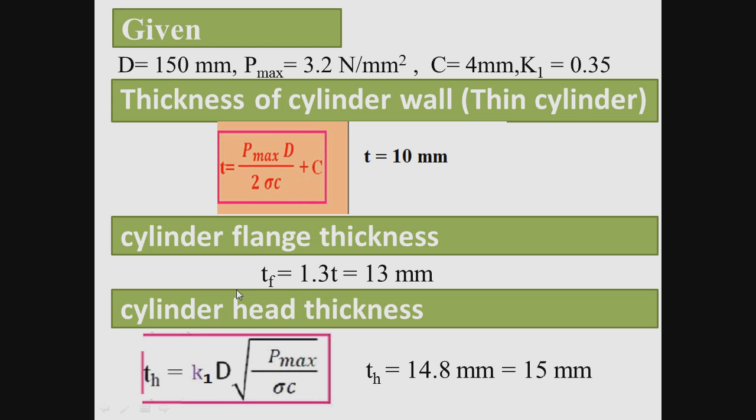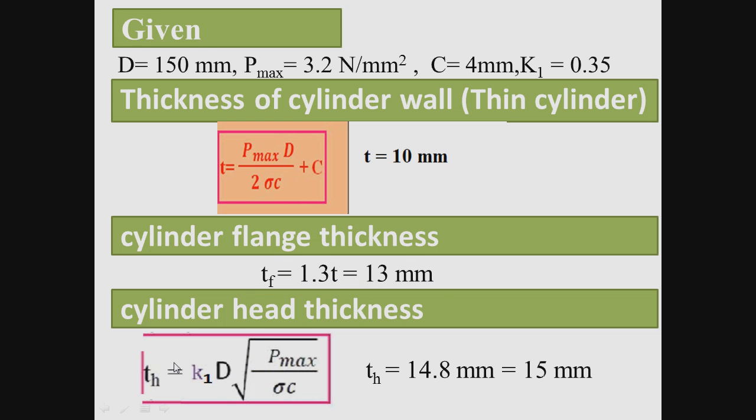Next is the cylinder flange thickness. The cylinder flange thickness is given by TF is equal to 1.2 T to 1.4 T. Normally we take TF is equal to 1.3 times T. Substituting the value of T as 10 mm, you will get the value of TF is equal to 13 mm.